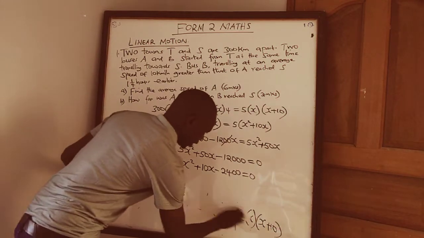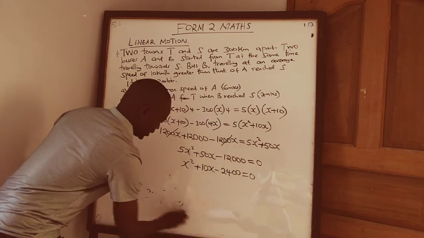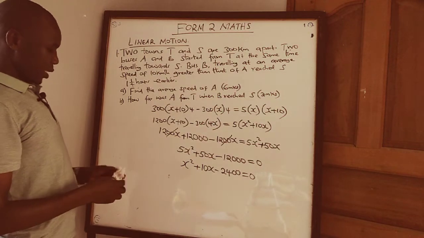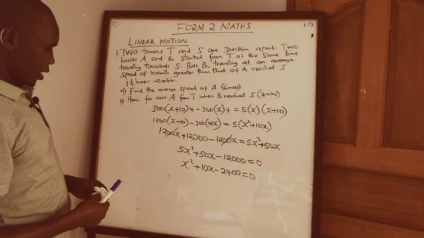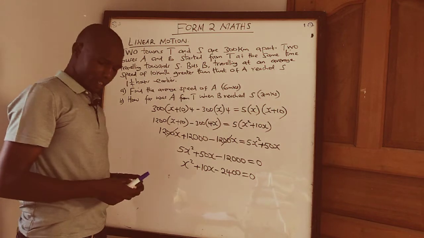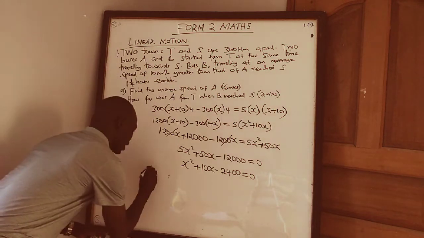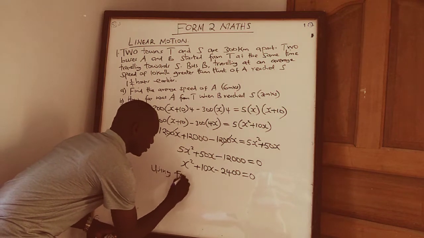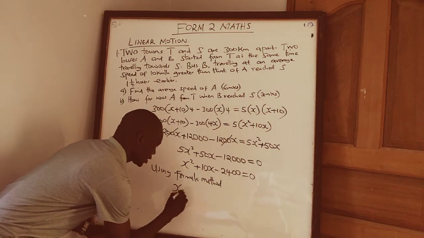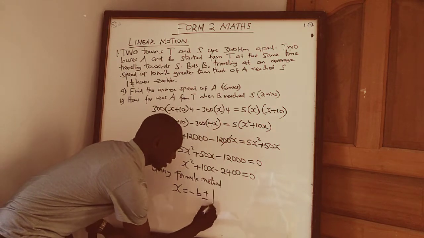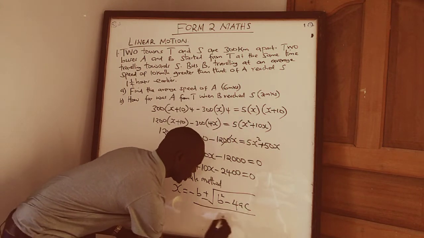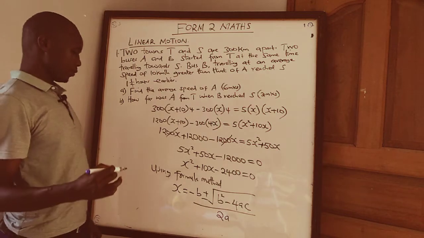So from here, this is a quadratic equation which can be worked out using either the factorization method, the completing the square method, or even the formula method, but I prefer that we use the quadratic formula method. Now using the formula method, we know x is equal to minus b plus or minus the square root of b squared minus 4ac over 2a. So that is our formula method.